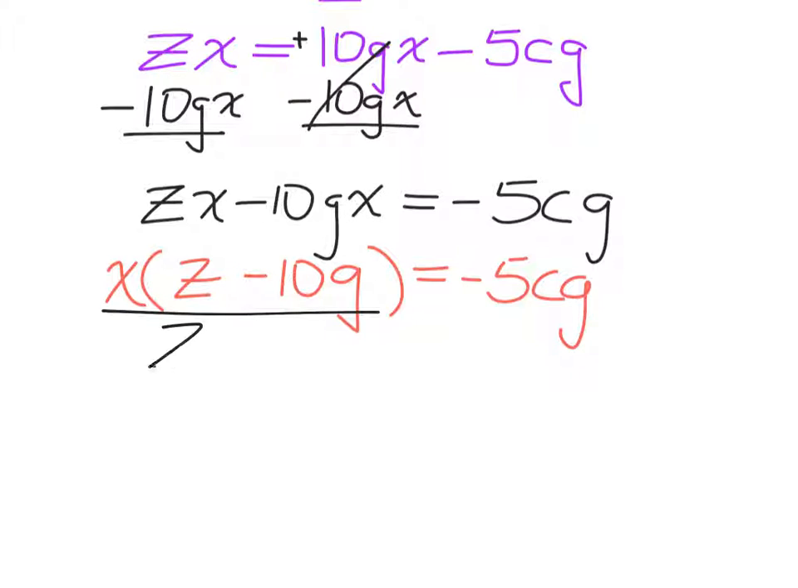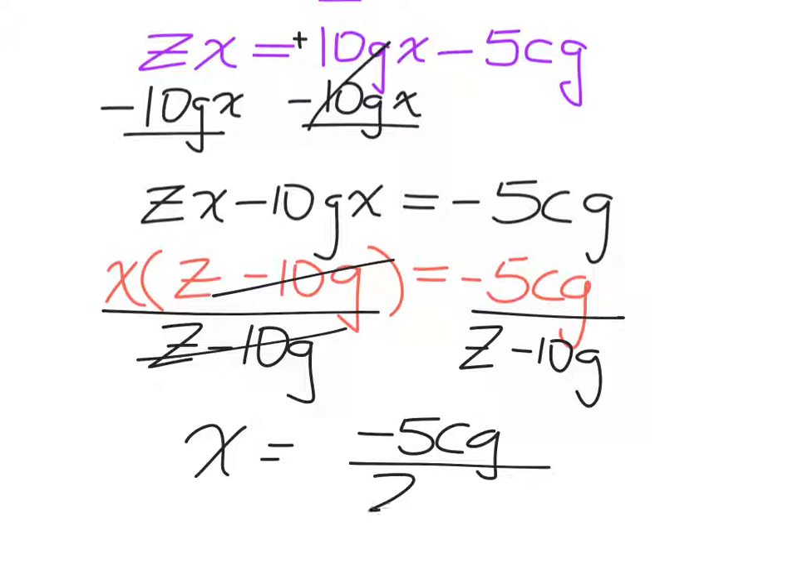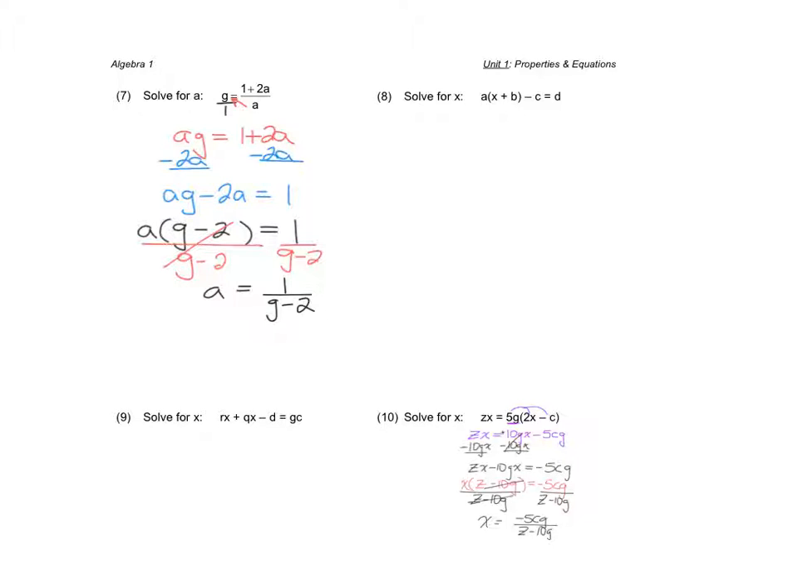That is a boom shakalaka moment. So x equals negative 5 cg divided by g minus 10g. I'm dividing the wrong thing. So I get minus all that stuff. Number 10? Oh, I have number 10.